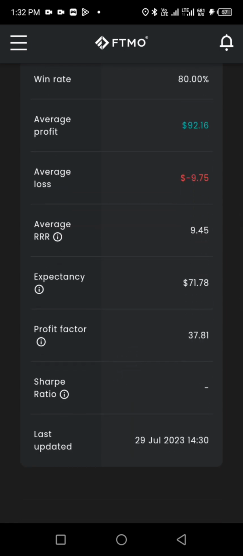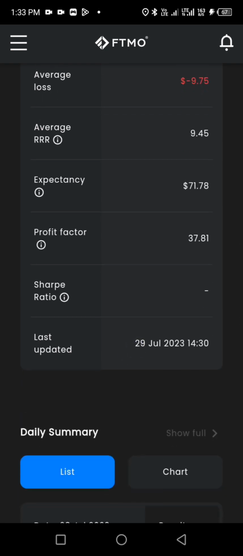So my average risk to reward is 9.4%. That is awesome. So it's going to take me nine losses to actually lose even the profit that I made already. Then the expectancy on each trade for me, as you can see here, is about $71. So even if I am going to trade this for the next 14 days, and I'm taking a profit of averagely $71.78 on each trade, or let's say each day, and then you get to trade it for 10 to 12 to 14 days.